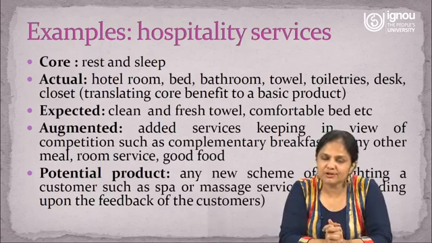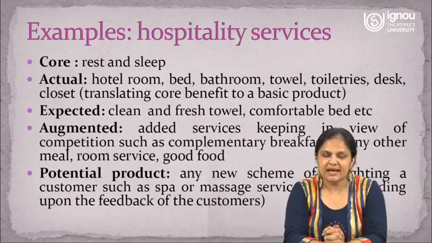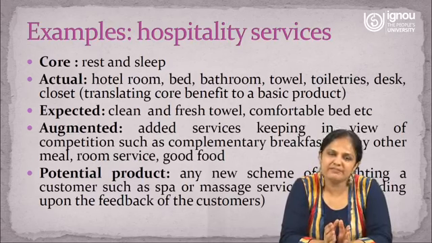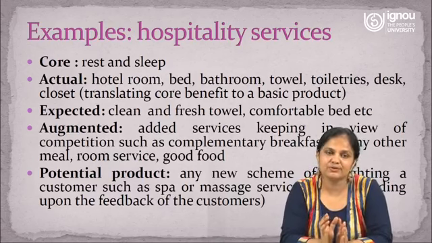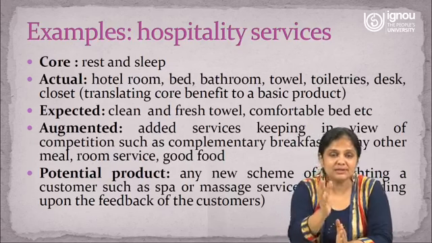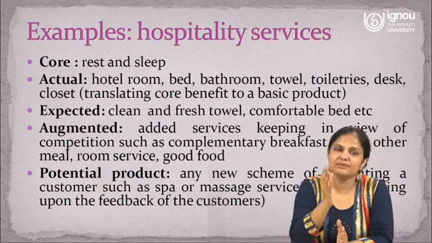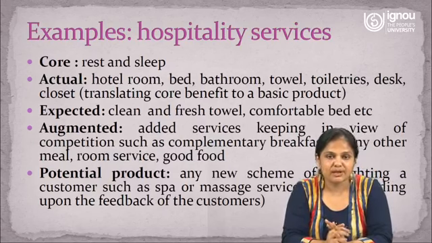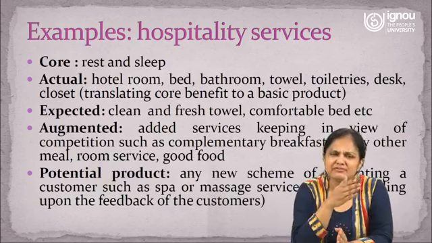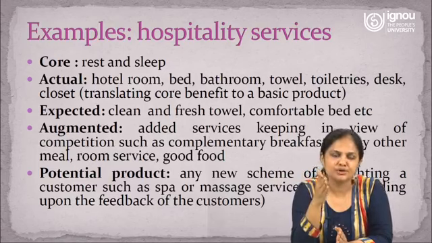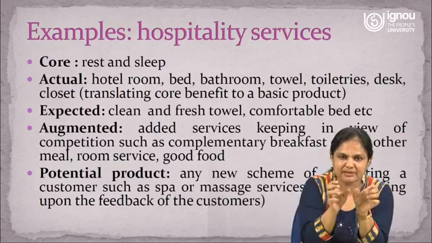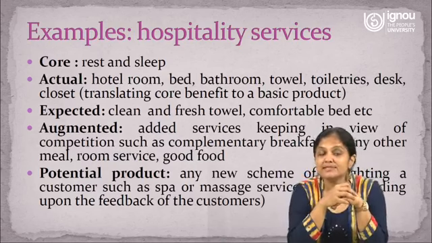Suppose I am talking of services, intangible commodities, and I have taken the example of a hotel room. So the core benefit that you want, the core value that you want from that particular service is rest and sleep. The actual service or the actual commodity in this case is the hotel room. The bed, the bathroom, the towel, the toiletries, desk, closet, I mean all the fixtures and furniture in the room, they form the part of actual product, and they are translating core benefit to a basic product. And then what is expected product?